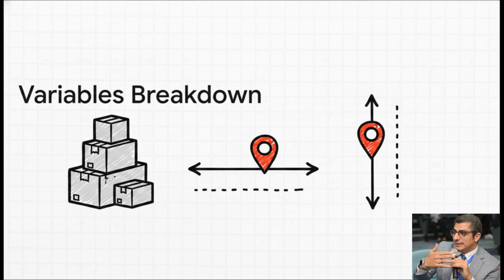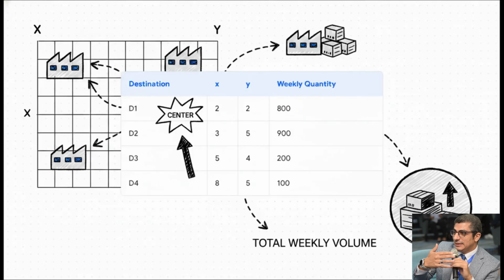Q sub i simply represents the quantity to be shipped to a specific destination, which we denote with the letter i. Little x sub i is the x-coordinate for that exact same destination, and little y sub i is its y-coordinate. If you just keep this key in mind, the formulas become incredibly straightforward. All right, here is the exact data set we're going to use for our example today.